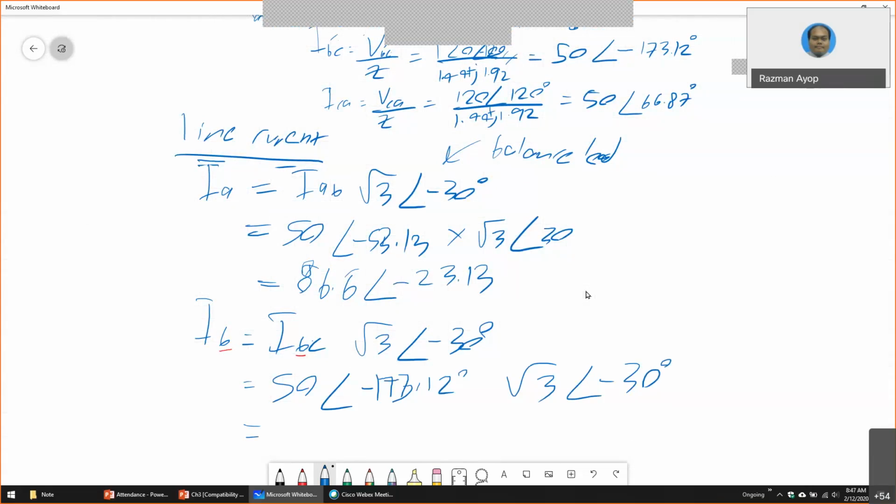Okay, so this one is the same. Remember, a balanced load is always the same as before. The magnitude is the same, only the phase is different. So negative 177.12 minus 30, you get negative 207. But if you don't prefer this, you can just add 360, so 152.88 degree.